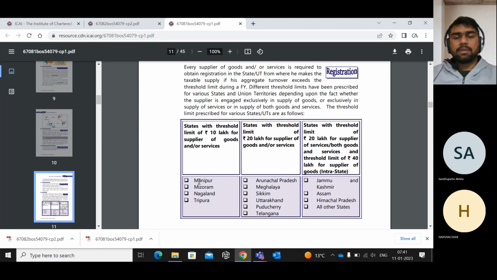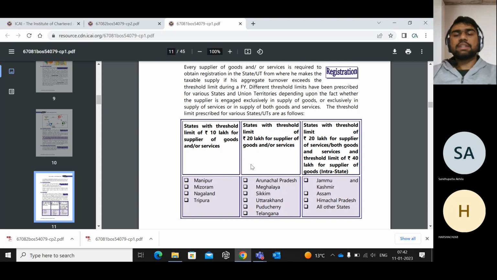You can remember it as MMTN. A shortcut is MMTN, like you have MMTS services in Hyderabad. That is Manipur, Mizoram, Nagaland, and Tripura. MMTN. Don't mix Meghalaya into MMTN. It is Manipur, Mizoram, Nagaland, and Tripura.